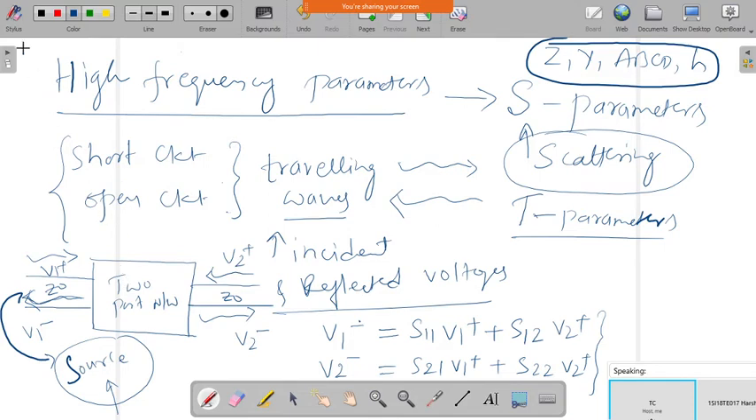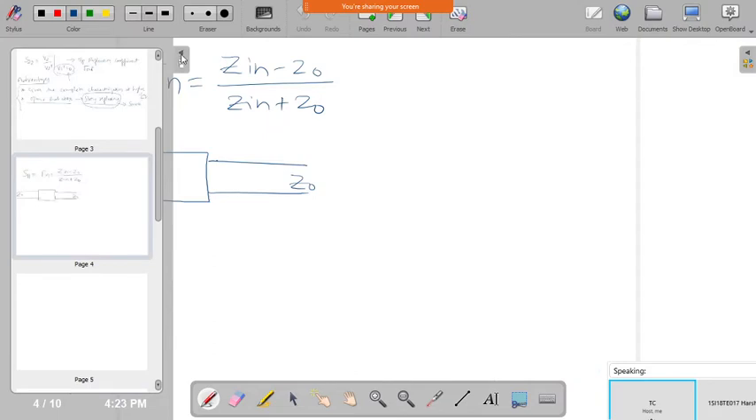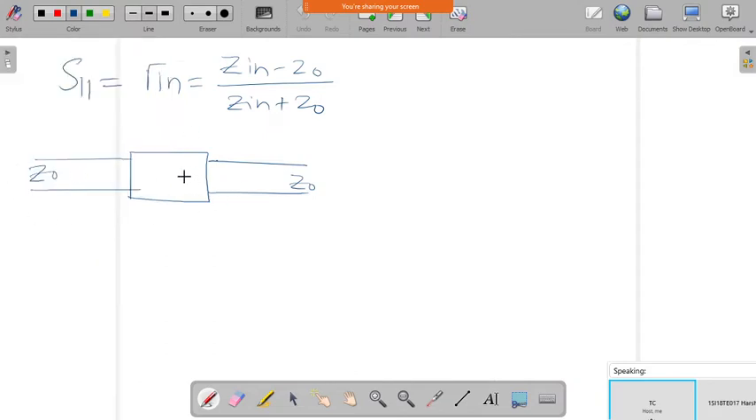Okay, so we are assuming the port impedances are the same. So now we can have V1 and I1 at port 1, and V2 and I2 at port 2. Now we can define Zin, the input impedance, in terms of V1 by I1. So that is the input impedance.